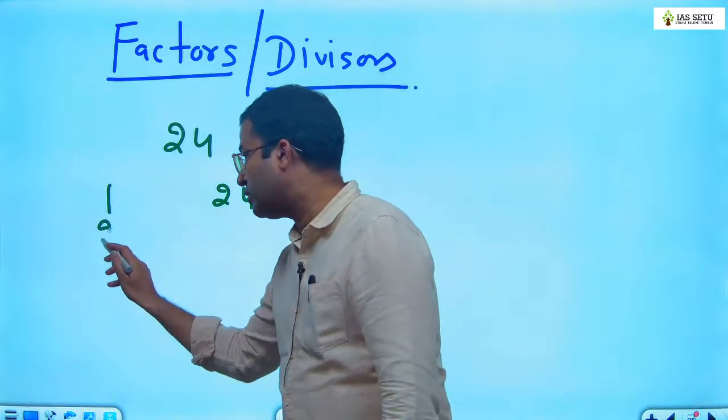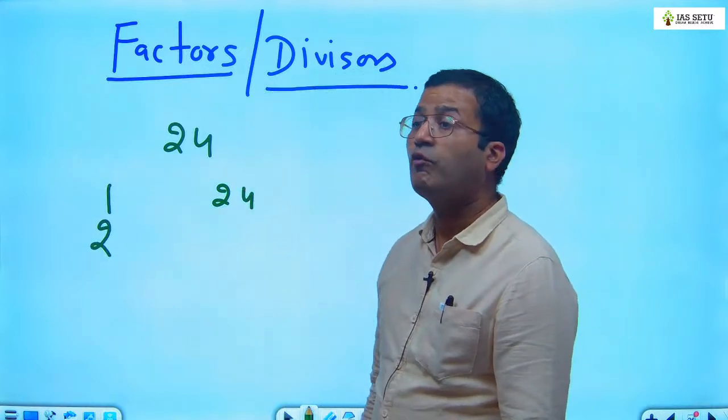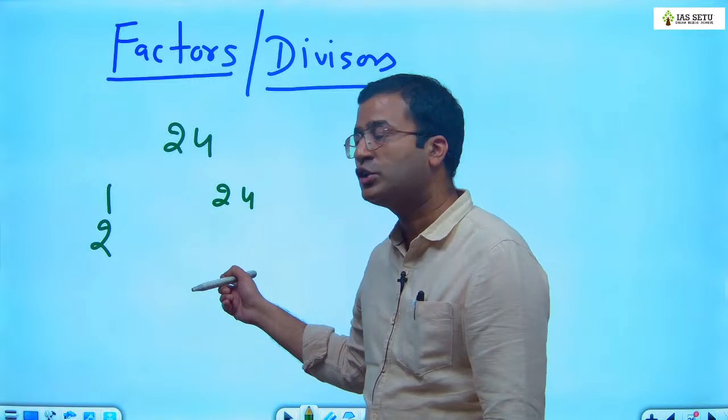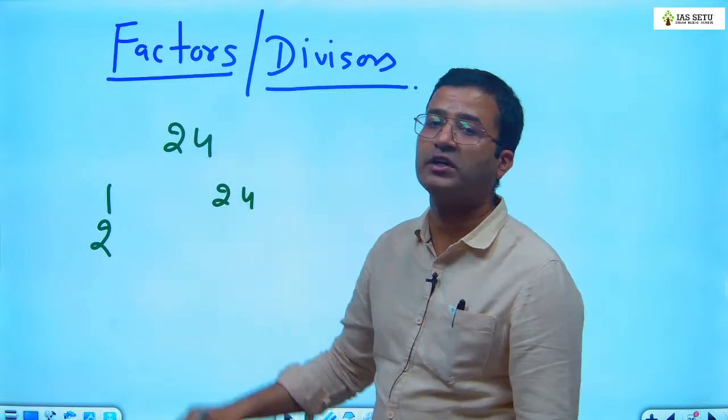Then next, what is the corresponding pair so that I multiply it with 2 and get 20? 10.